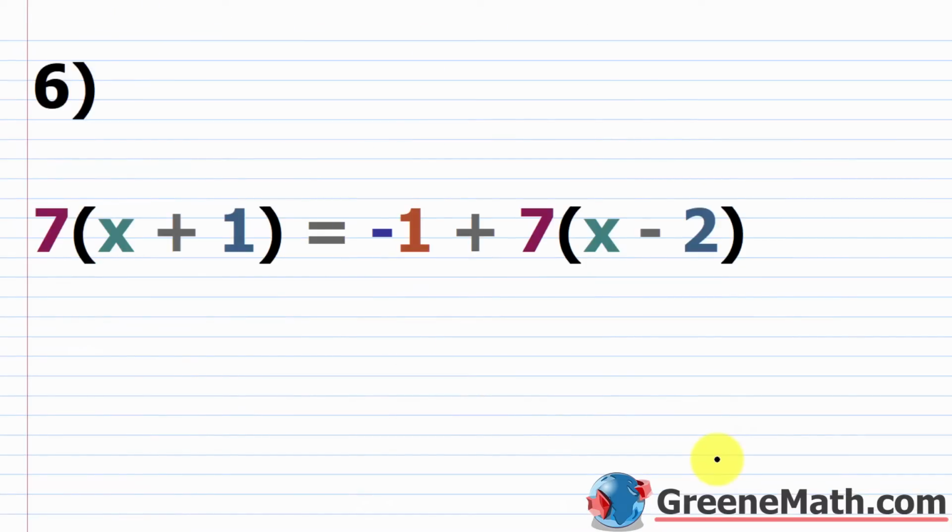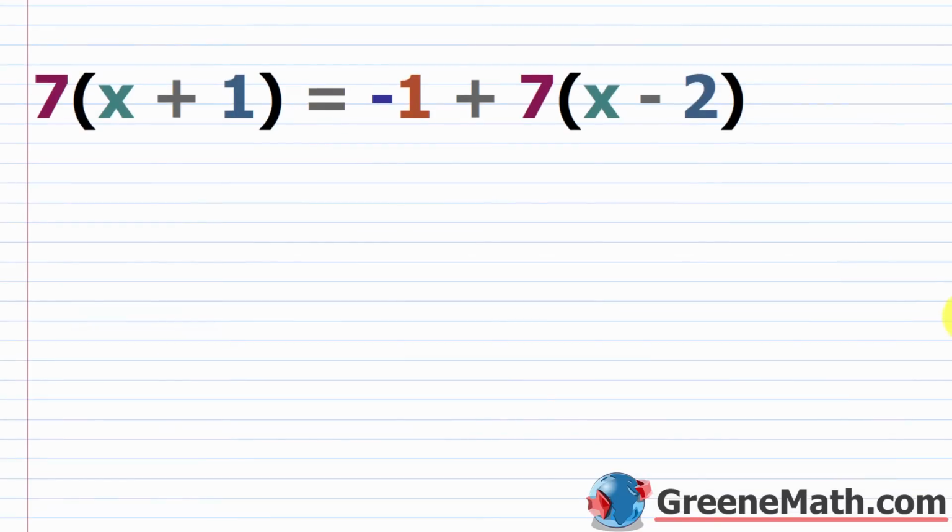Okay, let's look at number 6. So we'll come down here. We have 7 times the quantity x plus 1 is equal to negative 1 plus 7 times the quantity x minus 2. So we're going to get 7x plus 7 is equal to negative 1 plus 7x minus 14. So again, you can already see you're going to have a problem because you have 7x over here and 7x over here.